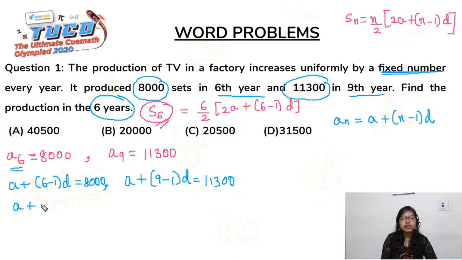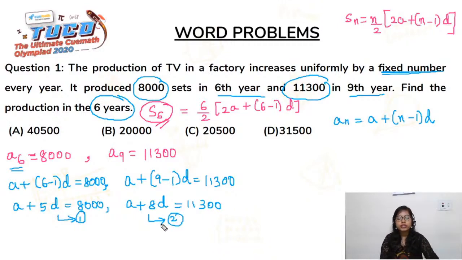So from here, I'm going to get a plus 5d is equal to 8,000, and a plus 8d is equal to 11,300. So this is your equation 1, this is your equation 2. You have two equations in two variables. So you will have to solve this and calculate the value of a and d.